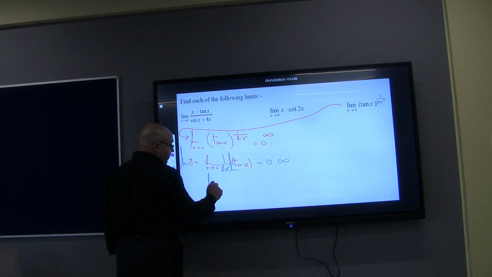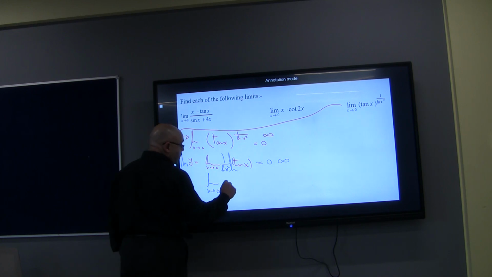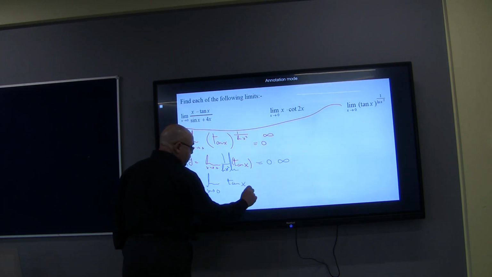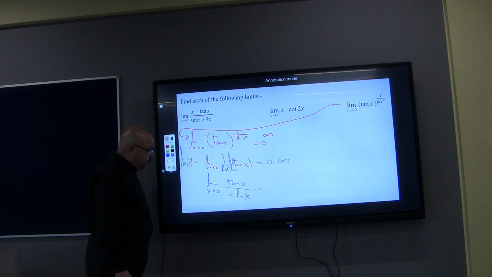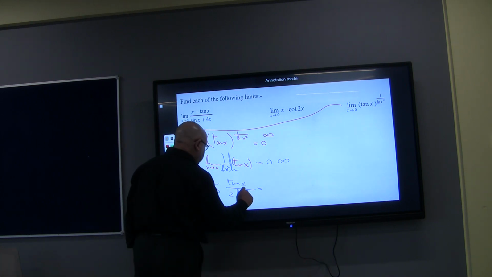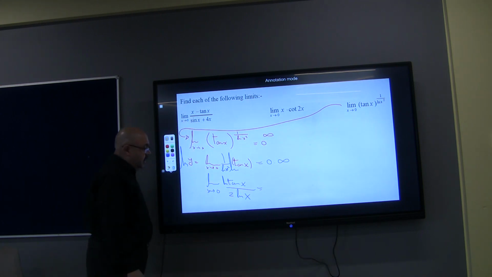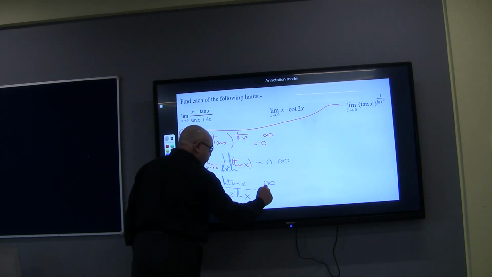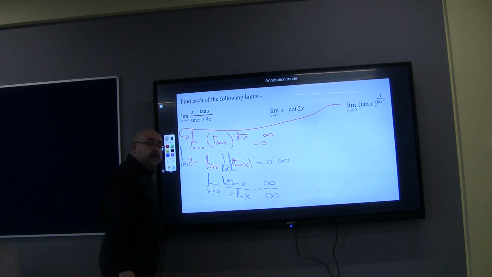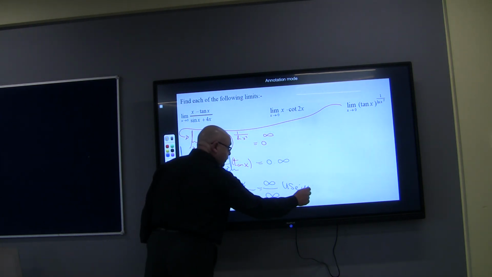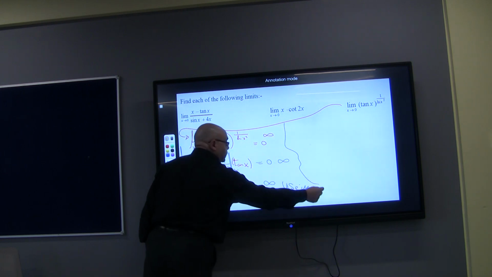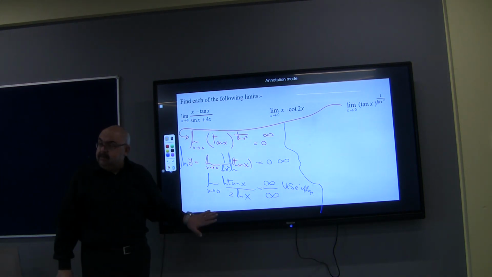If we put it this way, limit x tends to 0 of ln tan x divided by 2 ln x. Let's start substituting. This is ln of tan x. If I substitute, ln tan x gives infinity, and the denominator is also infinity. From here I can use L'Hopital. So I will start using L'Hopital now.